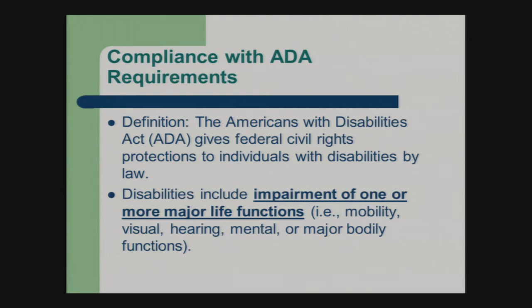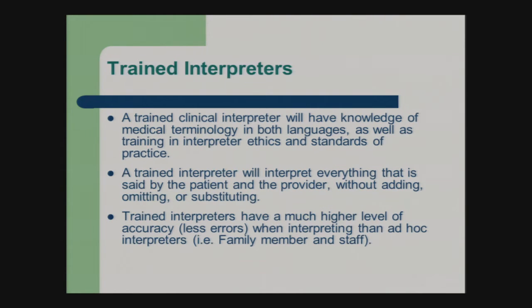Compliance with ADA requirements. This also falls under the Civil Rights Act of 1964. The definition is Americans with Disabilities Act. It gives federal civil rights protection to individuals with disabilities by law. Disabilities include impairment of one or more of these major functions: mobility, visual, hearing, mental, or major bodily functions. So we must provide accommodations for that.